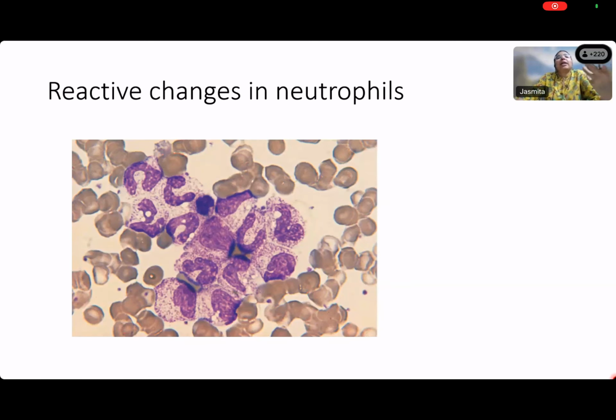This is a reactive change. When you look at the granules of these neutrophils, they are more in number and appear darkly stained than in the regular peripheral smears. So this is called toxic granulation. In addition to that, you have some vacuoles here in the nucleus and the cytoplasm. So this vacuolation also is a part of a reactive change. In addition, you may have Dohle bodies, which are these bluish colored peripheral inclusions that you may have in neutrophils.